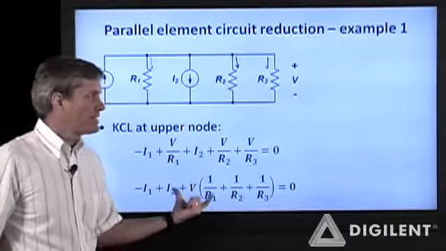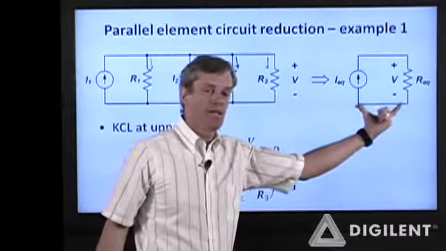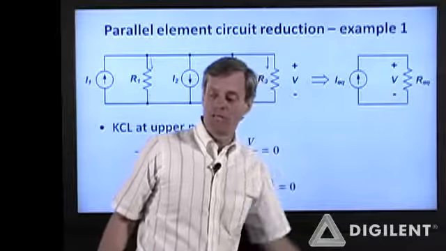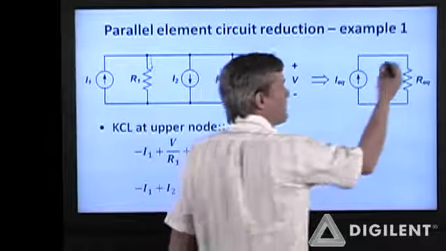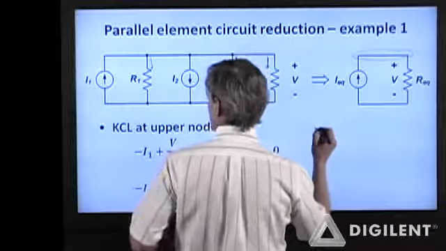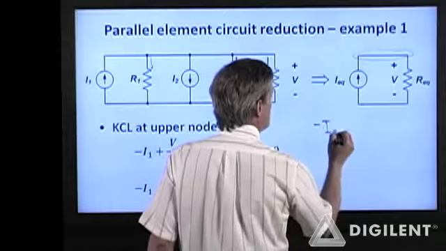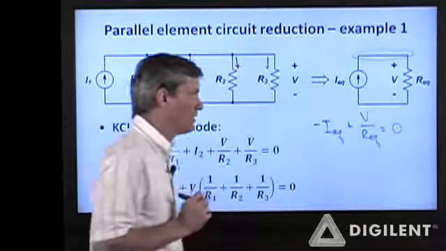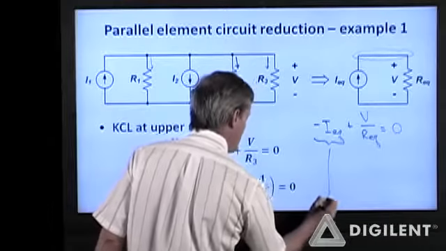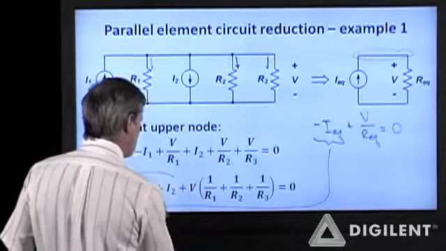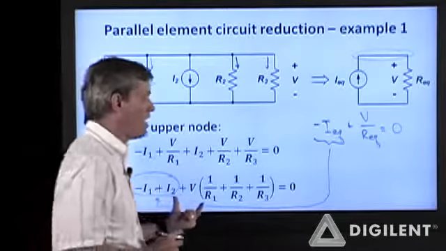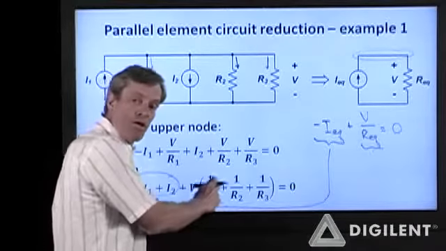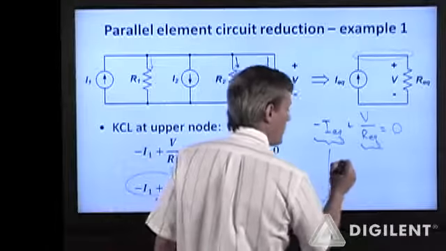This equation is the same one that I would get by rewriting this as an equivalent circuit with a single source and a single equivalent resistance. In this particular circuit, if I do KCL at the upper node, I get minus IEQ plus V over REQ is equal to 0. So IEQ becomes this combined source term over here, and 1 over REQ becomes 1 over R1 plus 1 over R2 plus 1 over R3.